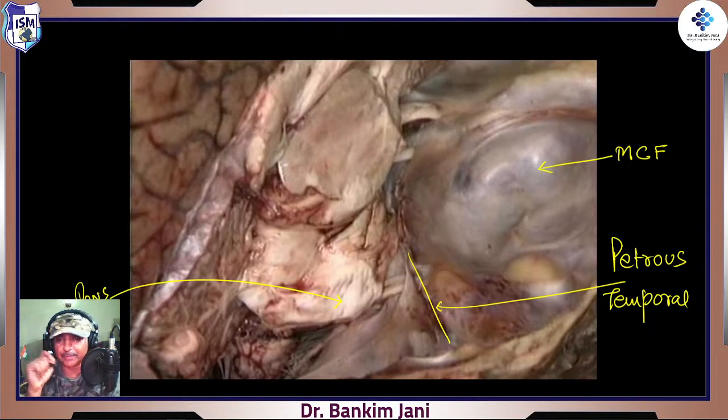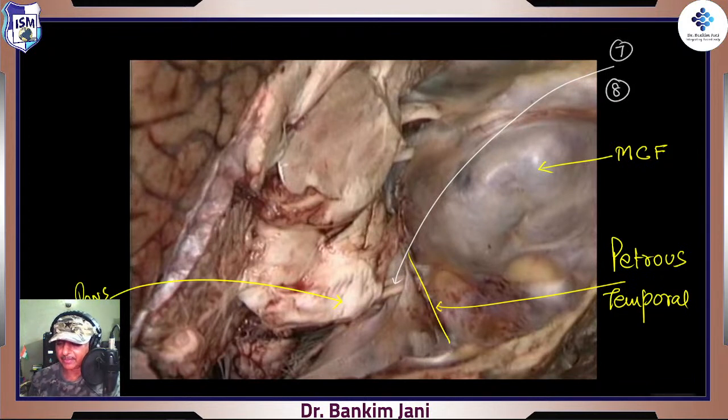In the petrous temporal, there are nerves which will be going into it, because there was what? Internal acoustic meatus. You remember that? Internal acoustic meatus. Okay, so can we see these two nerves over here? See these two nerves. They are number 7 and number 8: facial and vestibulocochlear. Correct? These are the two nerves.